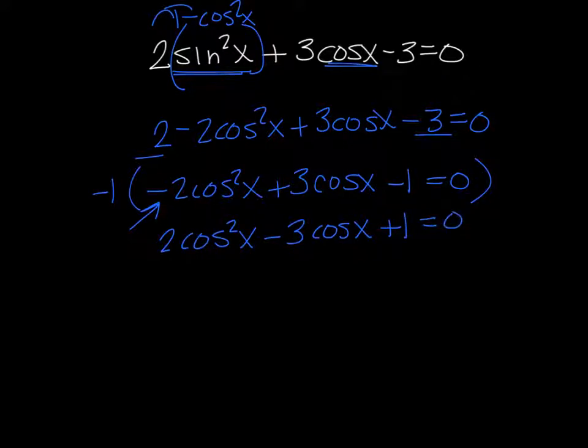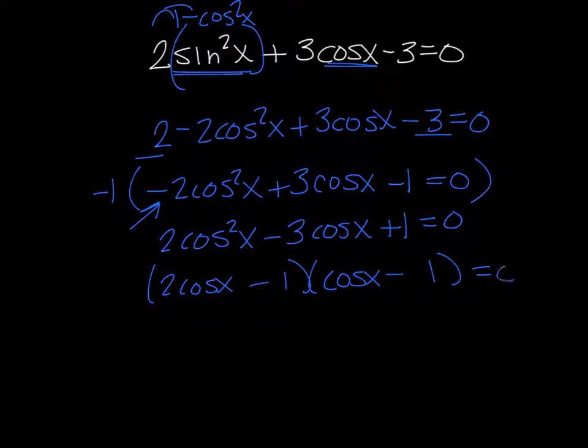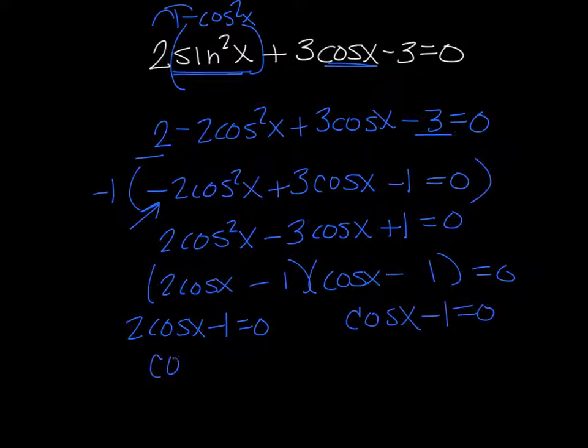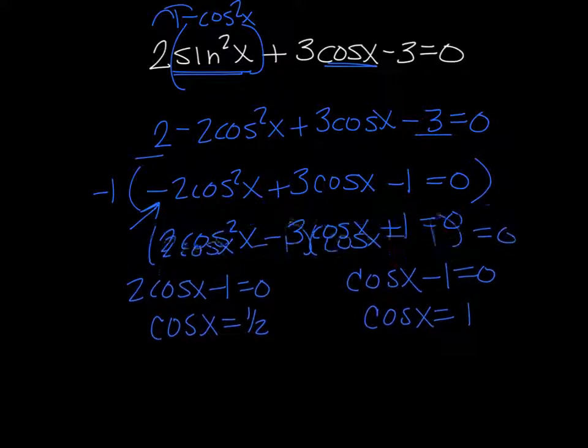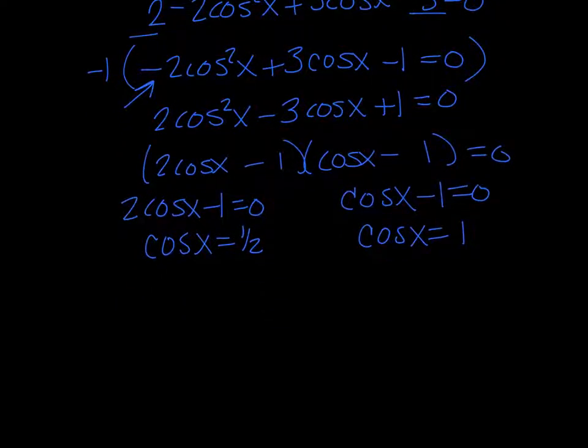Now that we have it down to being a cosine squared and just a cosine, we can box this out. And so you get 2 cosine x, and over here you just have a cosine x. You have 1 and 1, they're both going to be negative. Equals 0, and then we go ahead and separate them, set them both equal to 0. Add 1, divide by 2, so then the cosine of x equals 1/2. Over here add 1, so the cosine of x equals 1.